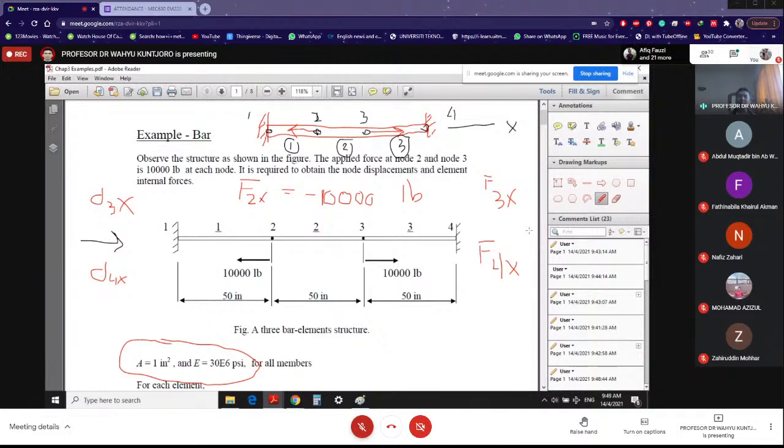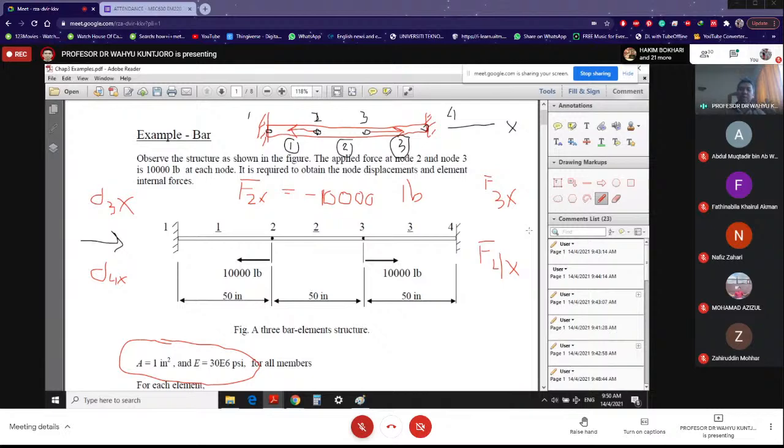So in this case, F1X, you do not know. You have to find out. F2X is minus 10,000. F3X is 10,000. F4X, you do not know. You have to find out. What about displacement? D1X, 0 definitely. D2X, it is variable, you want to find out. D3X, it is variable, you want to find out. D4X is actually very clear, it is 0 because it is support.